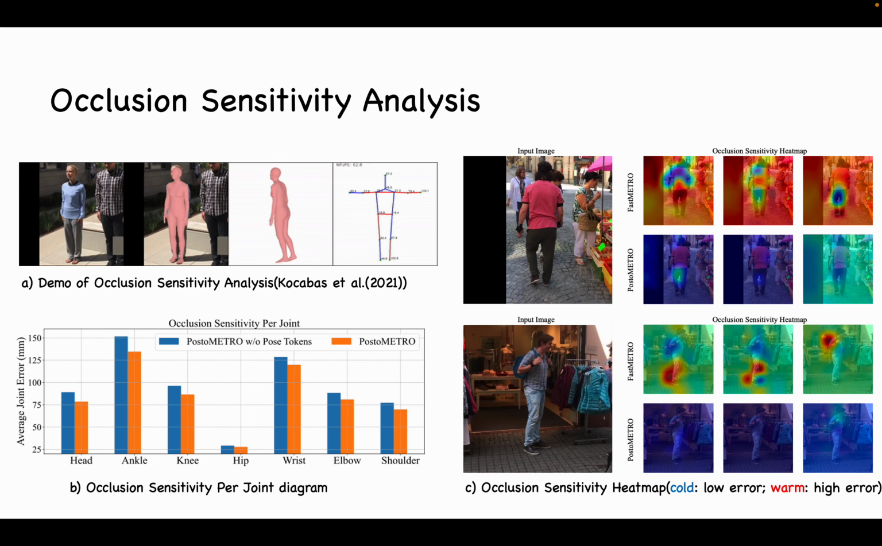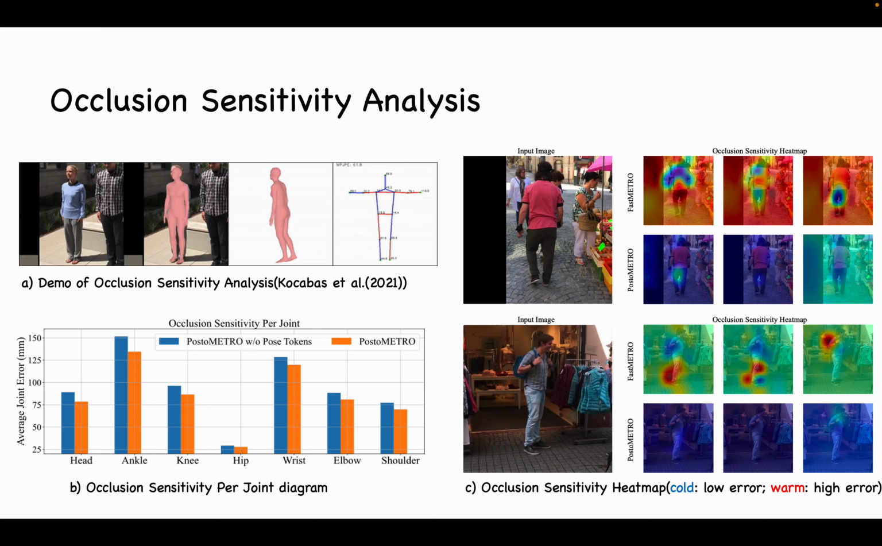We also conduct occlusion sensitivity analysis on our model. Here, as shown in Figure A, occlusion sensitivity analysis basically slides an occluder over the image, lets the model take that corrupted image and regress the body pose, then computes the average 3D joint error with respect to ground truth. The heat maps in Figure C illustrate a method's sensitivity to a square occluder centered at each pixel location, where the warmer color indicates a higher error and the colder color indicates a lower error.